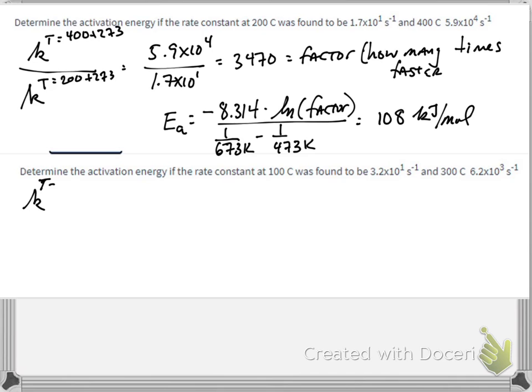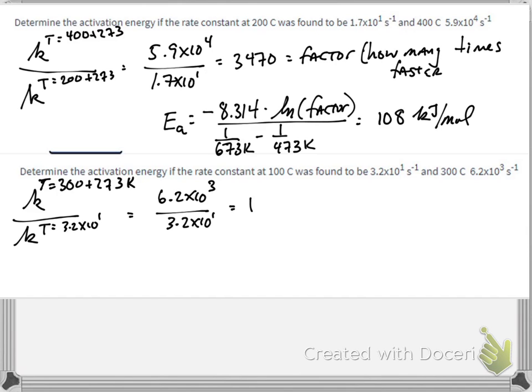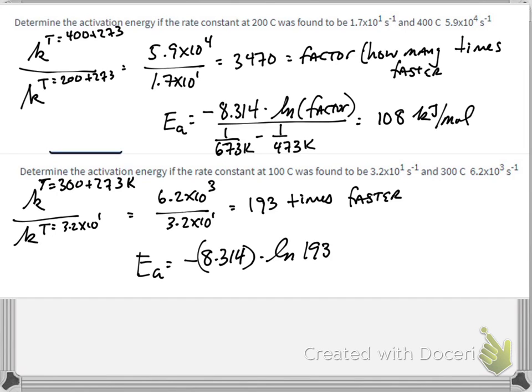We can do the other two very similarly. We put the k at 573 divided by k at 373. So we put these numbers in and we see that the reaction is 193 times faster at these two different temperatures. So the activation energy is minus R, minus 8.314, times ln of the factor divided by the reciprocal temperatures in this problem, 573 and 373. If we do that, we get 47 kilojoules.